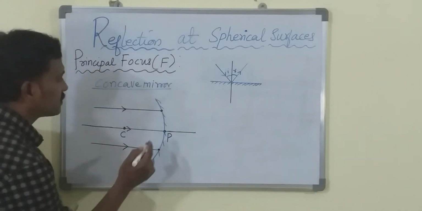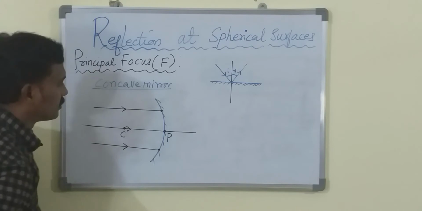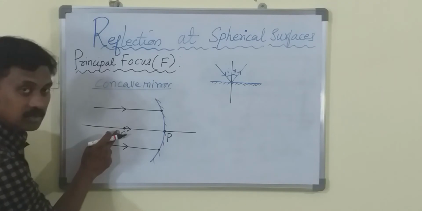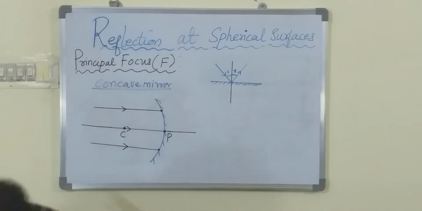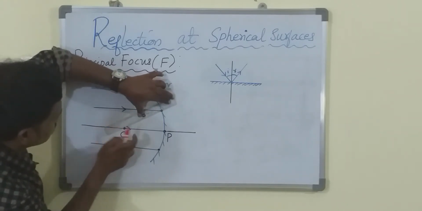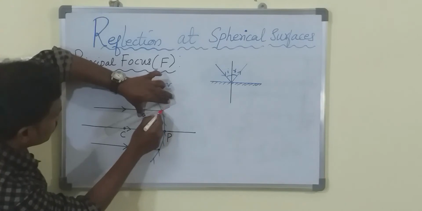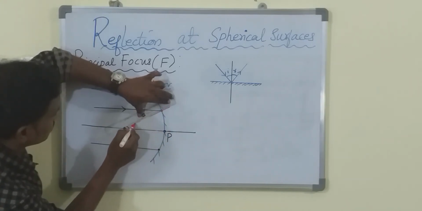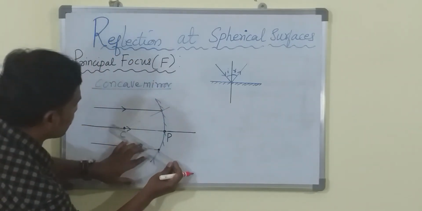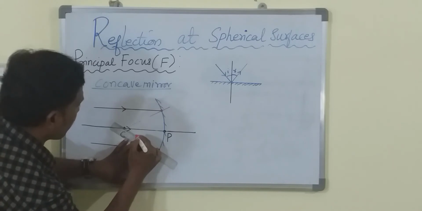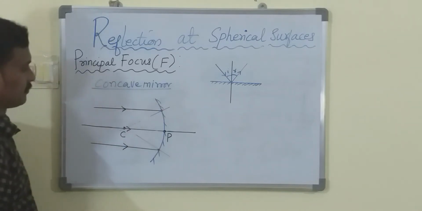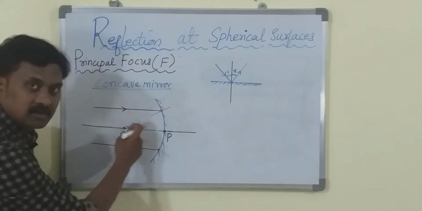So now we must draw the normal at this particular point here. Generally the normal for these curved surfaces will always pass through the center of curvature. Let me draw the normal. So this is the normal. This is the point of incidence, and the normal is this line which generally passes through the center of curvature. Now next let me draw the normal here. This is the normal. And here the principal axis itself is the normal.